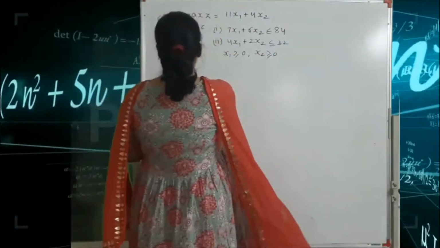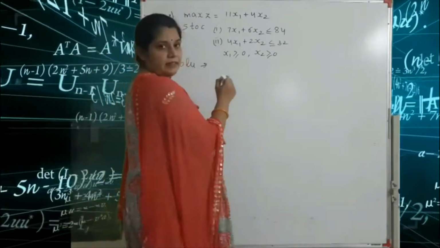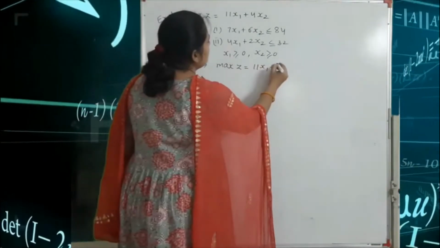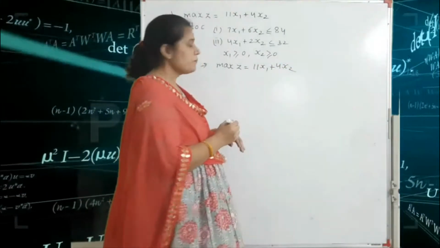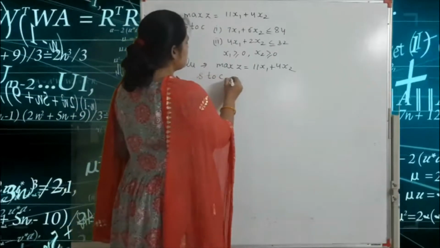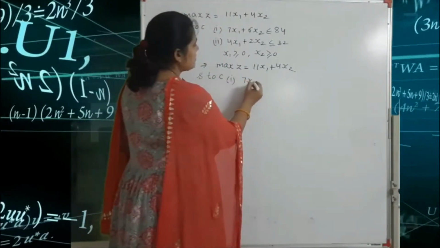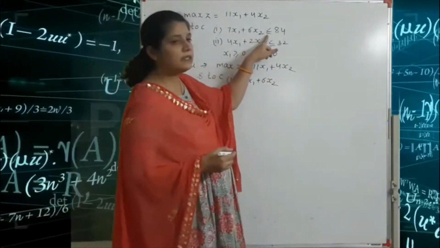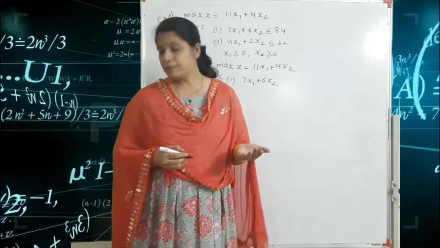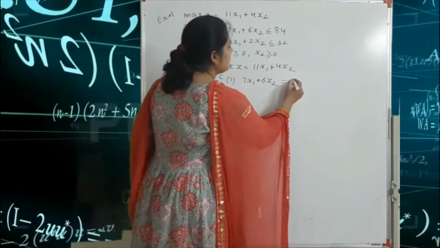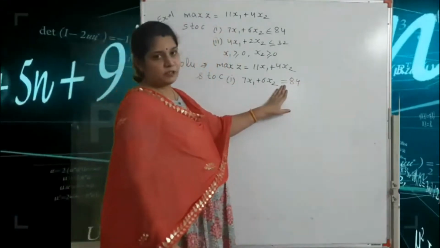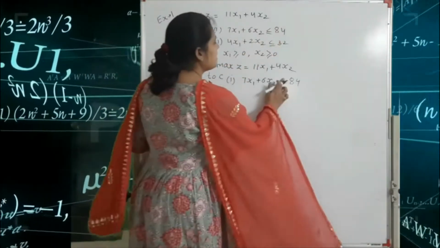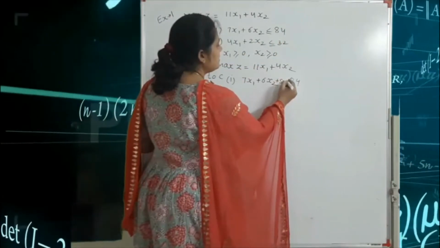So let's see the solution. We are given: maximize z is equal to 11x1 plus 4x2. The subject to constraint equation number 1 is 7x1 plus 6x2. The process is that we convert the less than or equal to type into equal to type. This term is less than or equal to 84, so we write plus S1 is equal to 84.